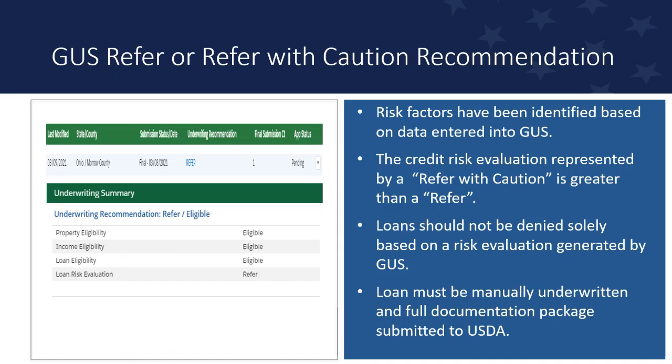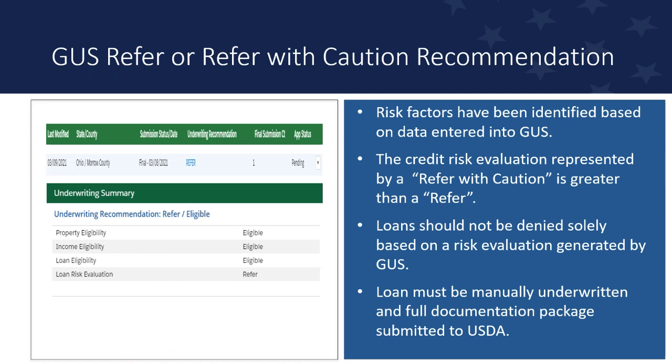All right, don't fear the refer. I heard a lender say this, and I just love that saying. A GUS refer file is not a reason to deny the loan. There are actually some great files that receive a refer or refer with caution recommendation. And the biggest thing to note is that as long as the borrower qualifies, the loan will still carry the loan note guarantee by rural development.